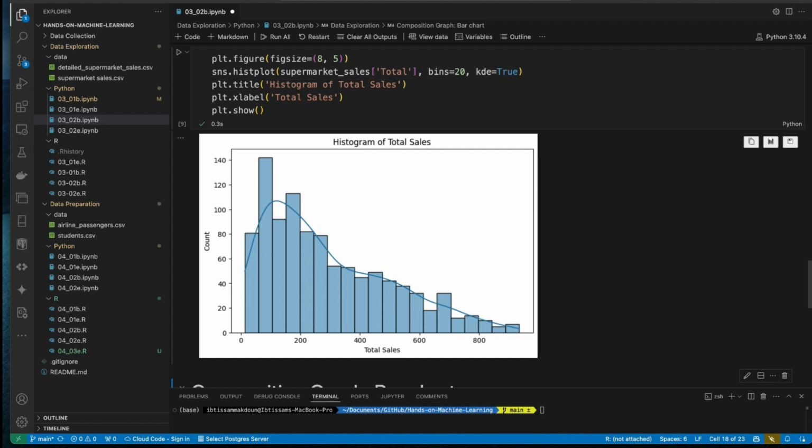Let's discuss the key findings of this plot. Most products or customers have total sales between 100 and 150. There are a few products or customers with significantly higher total sales, which skews the distribution to the right. The distribution is relatively spread out, indicating a range of sales performance.